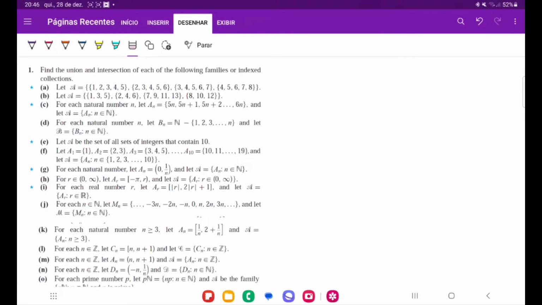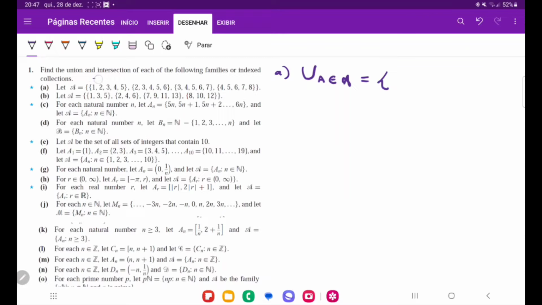So for number 1, we're trying to find the union and intersection of each of the following families or indexed collections. So for item A, first we want to do the union. So the union of A, now this A just means any of the sets in the family, right? So the union of the sets in the family, we basically find it by putting all the elements that show up in at least one of the sets.